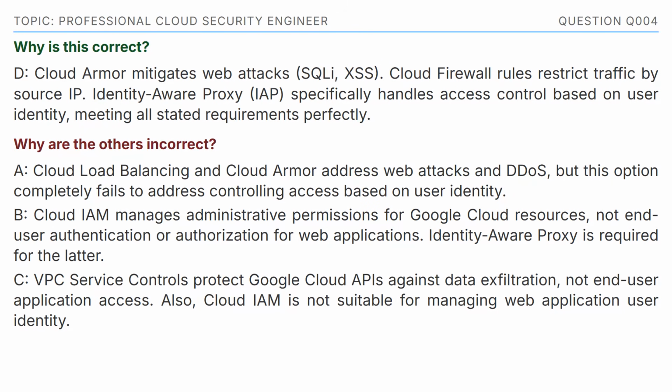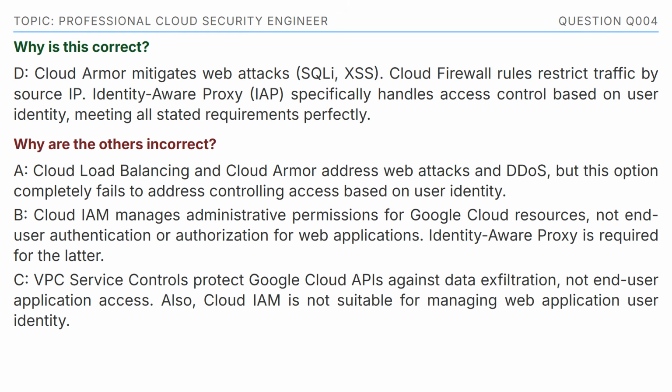Why is this correct? D. Cloud Armor mitigates web attacks, SQL, XSS. Cloud firewall rules restrict traffic by source IP. Identity-Aware Proxy, IAP, specifically handles access control based on user identity, meeting all stated requirements perfectly.